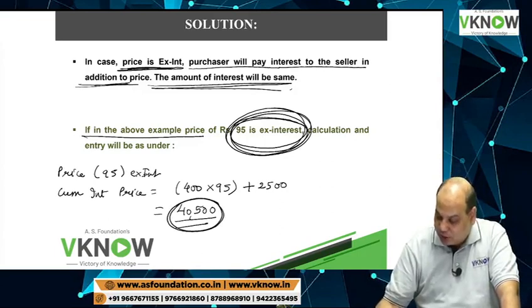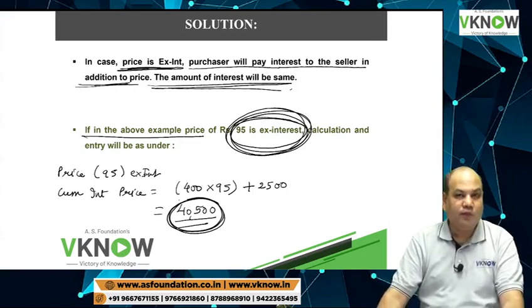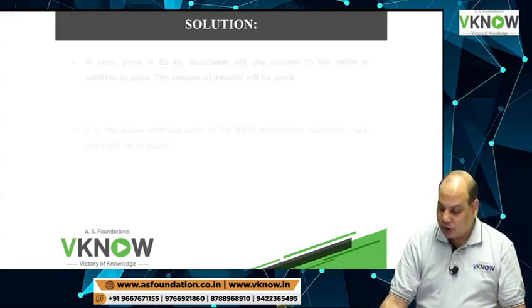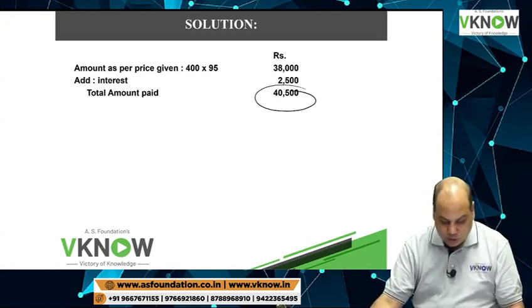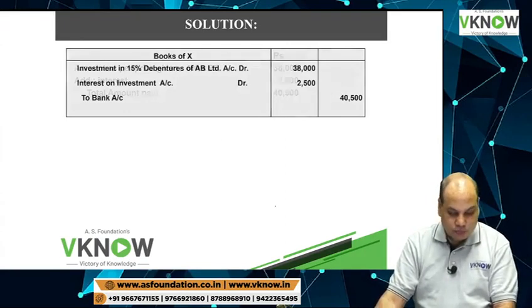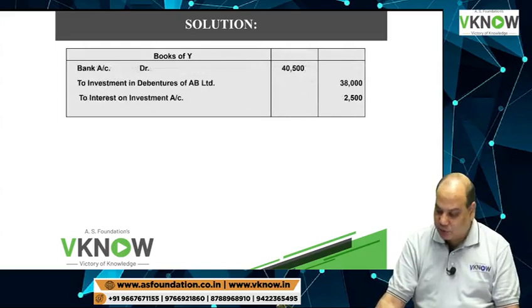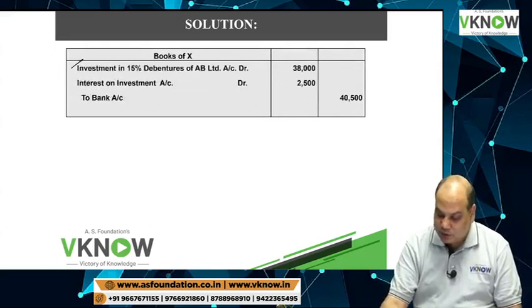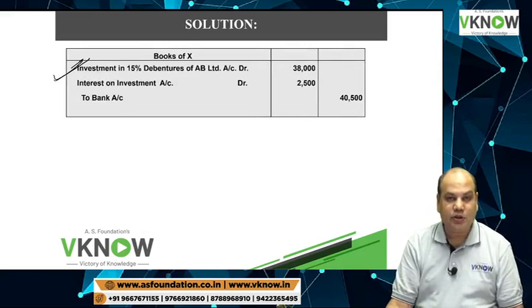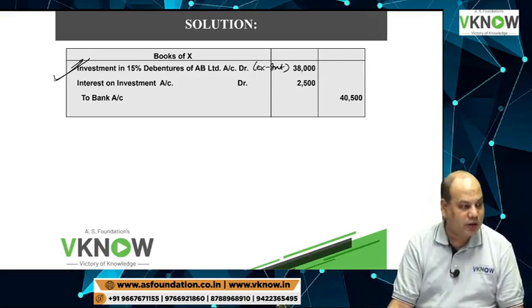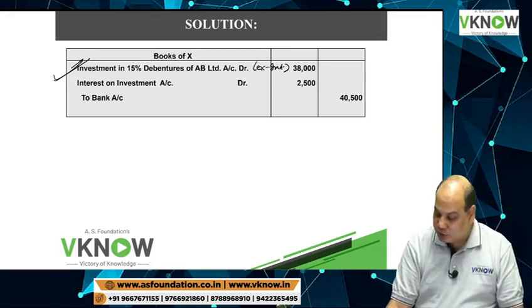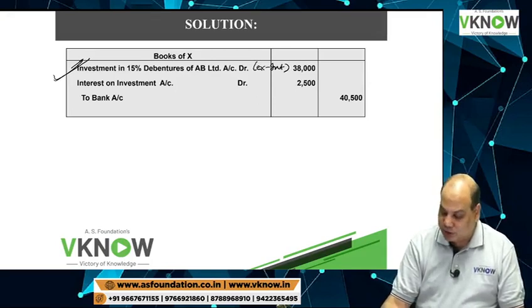It means the buyer will have to pay 40,500 to the seller, and the journal entry would change as follows. This is the total amount paid. The buyer will pass the entry: investment in 15% debenture account debit 38,000, always ex-interest. Interest on debenture debit 2,500, and to bank the total amount paid.